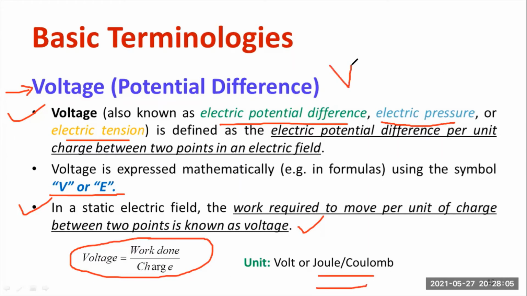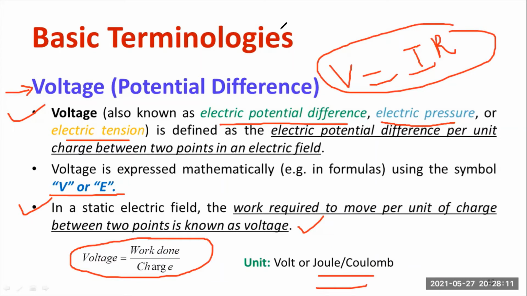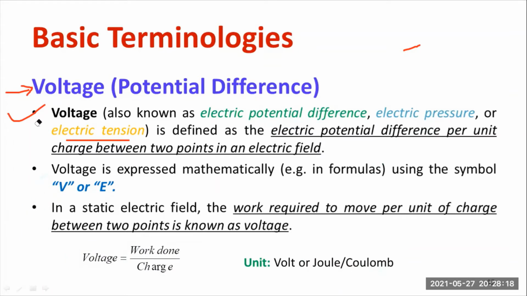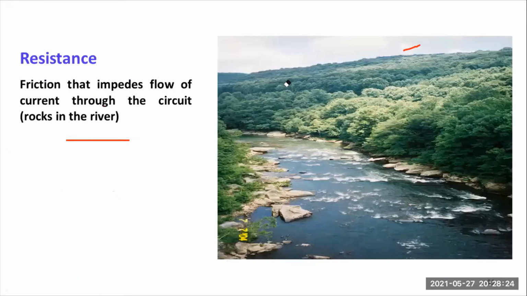According to Ohm's law, you can write the voltage is equal to I into R. This is another expression. Okay, it is basically an electric pressure to move the charge from one point to another point. Do remember this. This is also one of the important concepts in electrical engineering, electric potential difference. Okay, that means look at the analogous quantity.